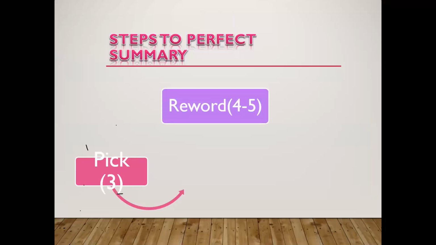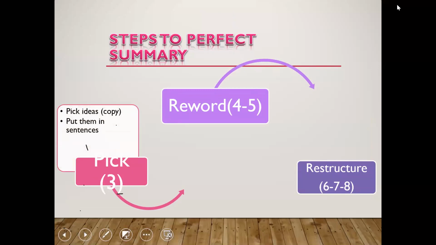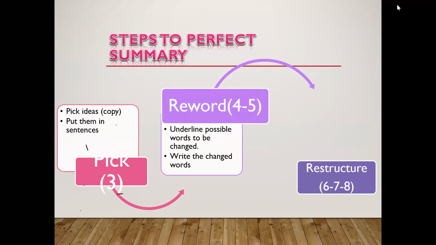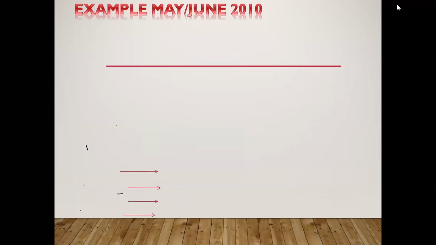So what is the first thing I'm going to do? Pick the ideas, do the rewording, and then paraphrase. Okay, let's take our exam and see. Pick the ideas, put them in sentences. Underline possible words to be changed. Write the changed words. And then change parts of speech, use conjunctions, grouping, reorder ideas, and that's it.